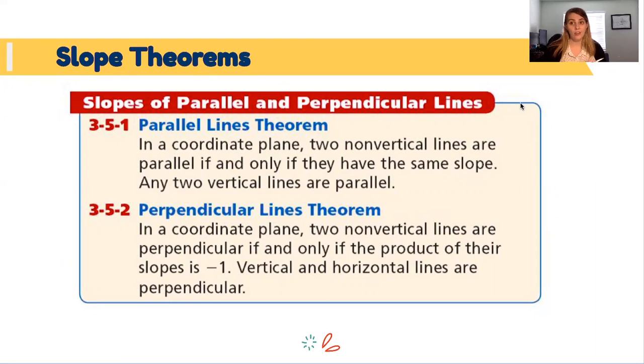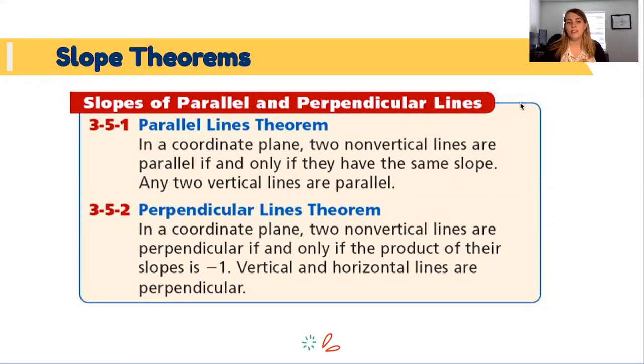In a coordinate plane, two non-vertical lines are parallel if and only if they have the same slope. Any two vertical lines are parallel. So basically what we can know from this is that all parallel lines have the same slope. So if you know two lines have the same slope, you know they're parallel.